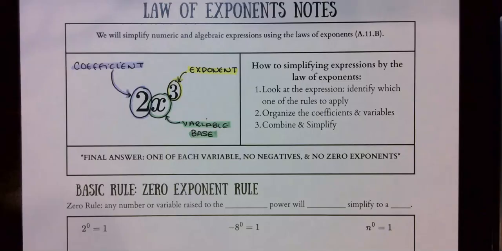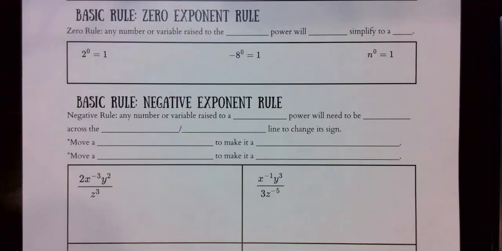So the first thing we're going to do is look at some of the basic and the zero rules before we look at some of the other main rules. All right, so I'm calling this one of our basic rules. We actually have two basic rules. So the first one is the zero exponent rule.